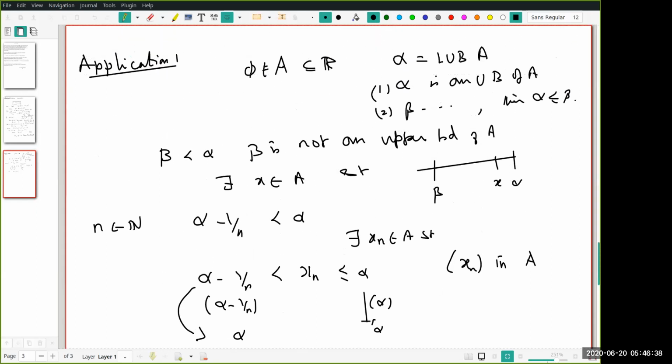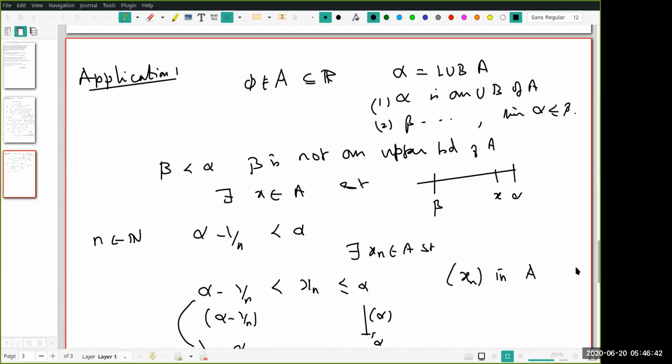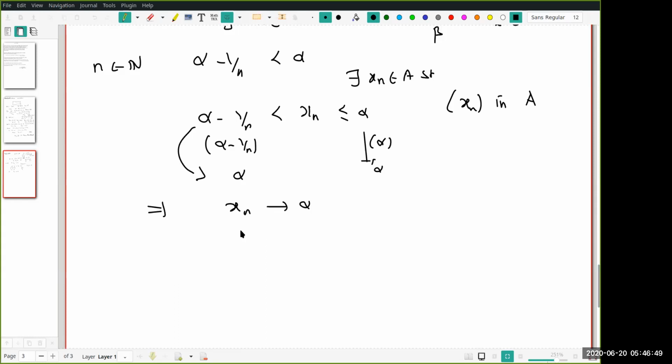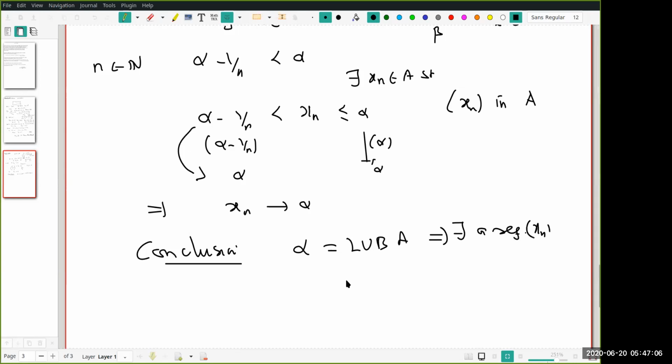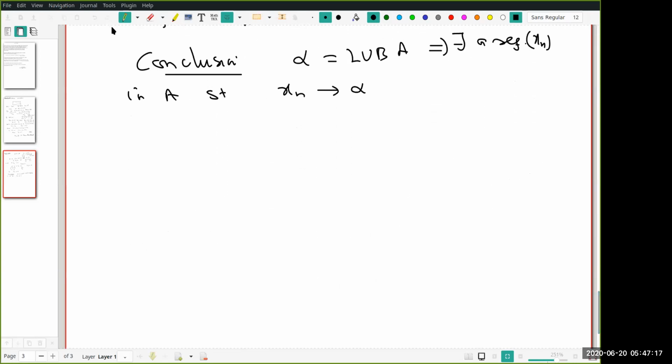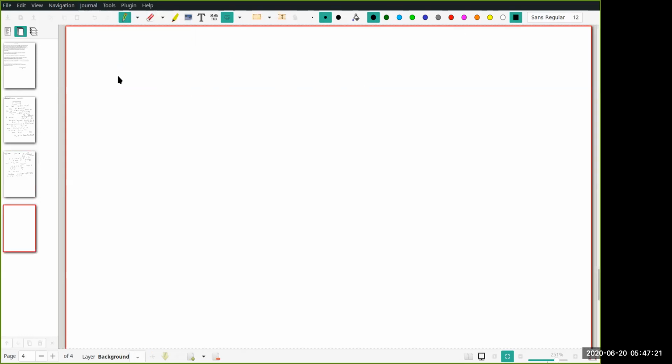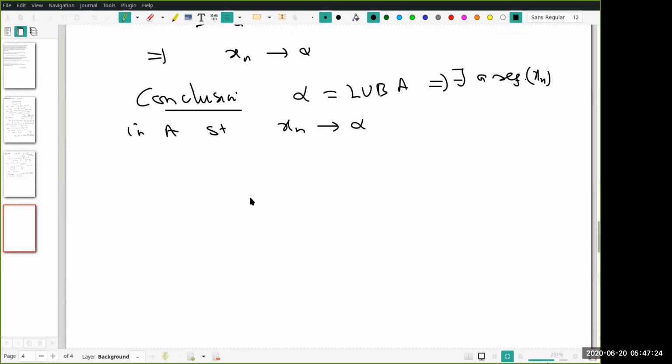So what have we proved? We have proved that if alpha is the least upper bound of A, then I can find a sequence xn in A which converges to the least upper bound alpha. Therefore, this is what we conclude. This will be very useful if you go further in mathematics. So, pause, review, and then proceed.